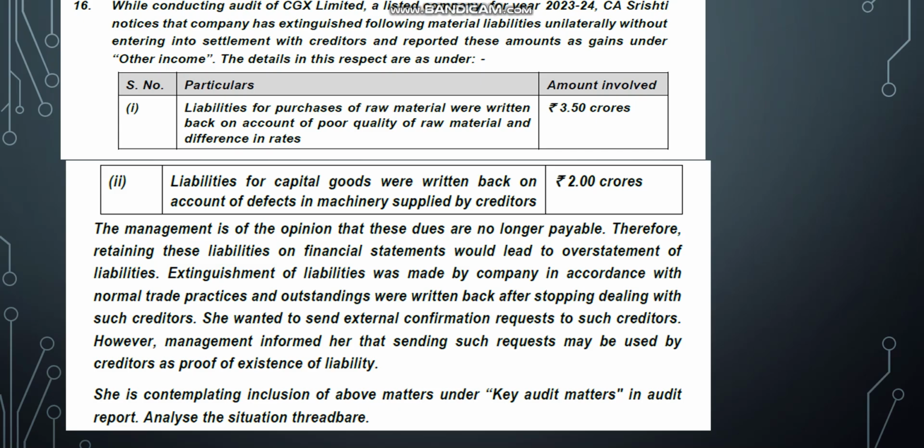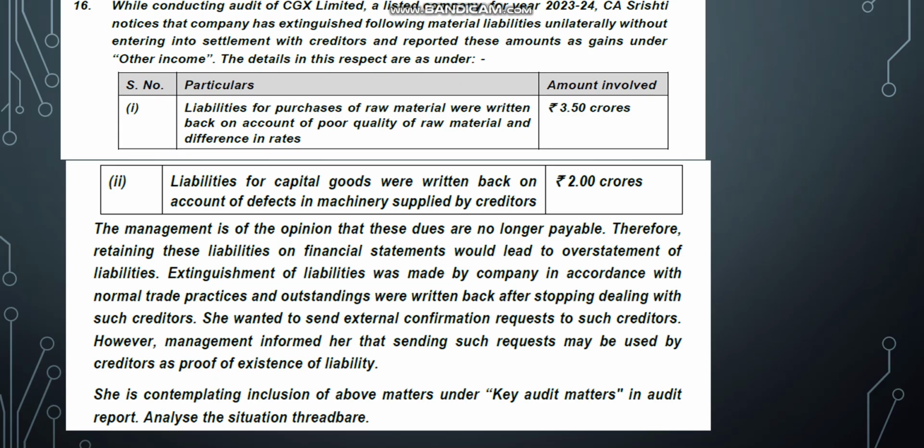While conducting audit of CGX Limited, a listed company, for year 23-24, CA Srishti notices that the company has extinguished the following material liabilities unilaterally without entering into settlement with creditors and reported these amounts as gains and other income. The details are as under. First one is liabilities for purchase of raw materials written back on account of poor quality of raw material and differences in rates. Amount involved is rupees 3.5 crores.